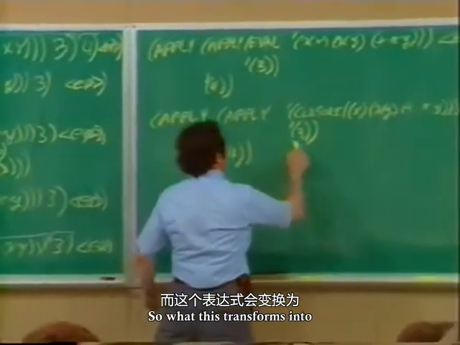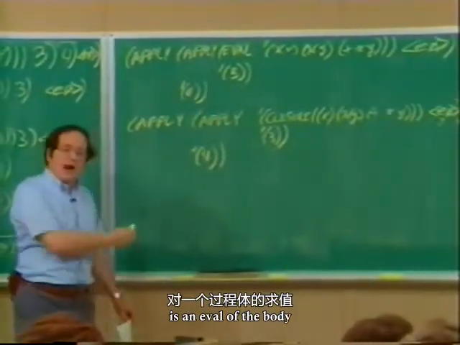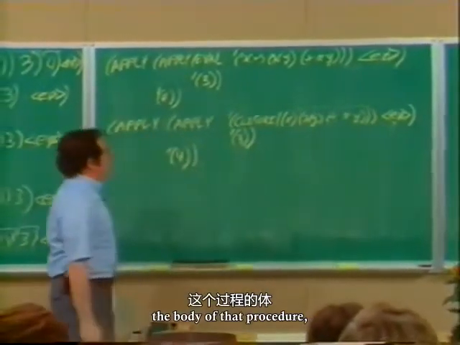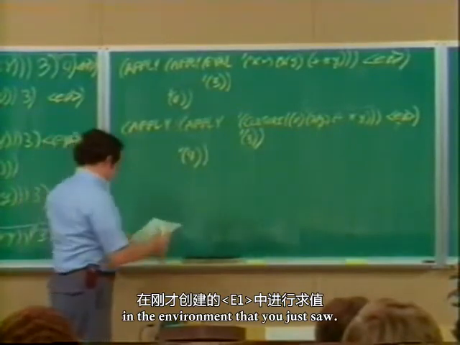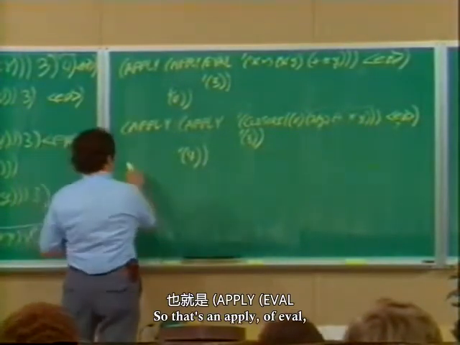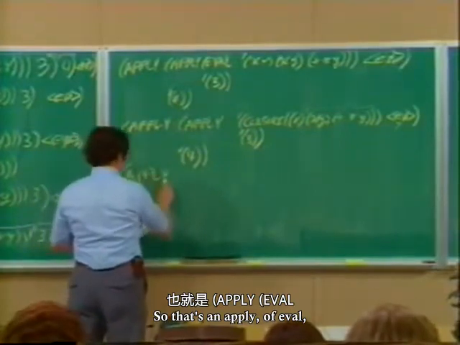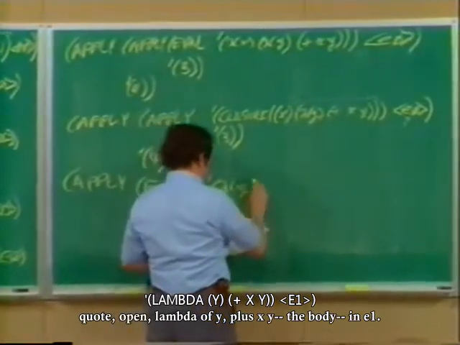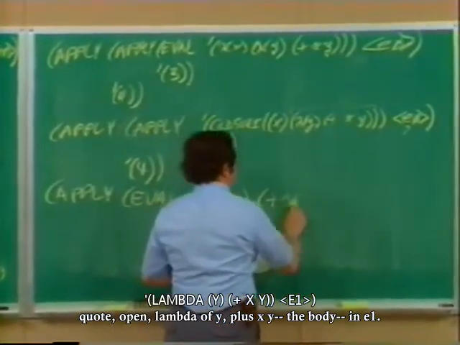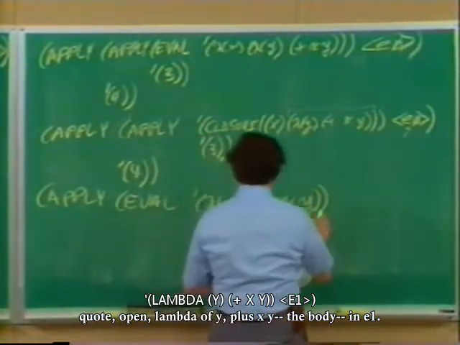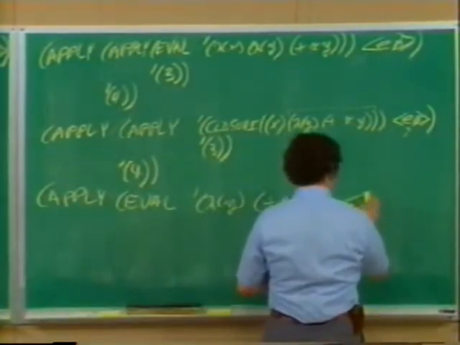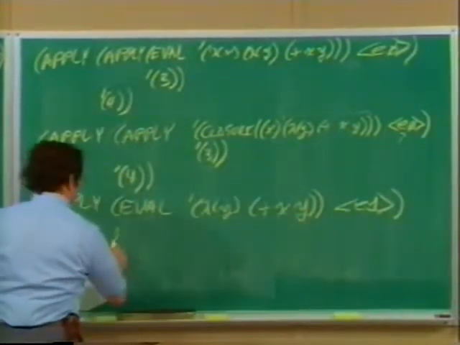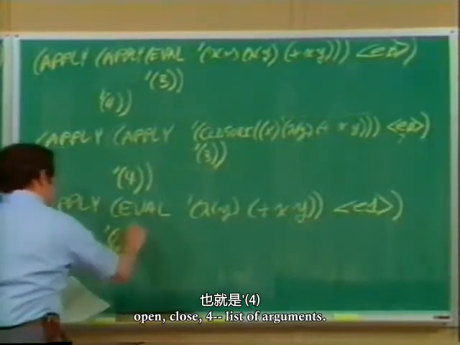So what this transforms into is an eval of the body of this, the body of that procedure, in the environment that you just saw. So that's an apply of eval, quote, open lambda of y plus xy, the body, in E1, and apply the result of that to 4. Open, close, 4. List of arguments.